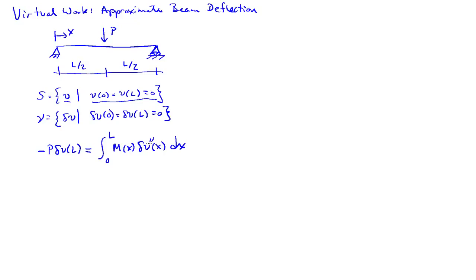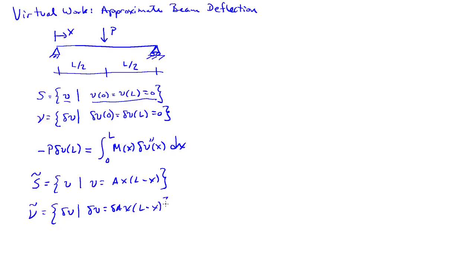And what I'm going to do is look at an approximate solution. So I'm going to construct a subspace of S, we'll call it S tilde, and it's going to be a set of functions v such that v is equal to a times x times (L minus x). So it's a very simple quadratic function that satisfies my kinematic boundary conditions. And for the space of test functions, I'll choose test functions of the exact same form. So del v is equal to del a times x times (L minus x).